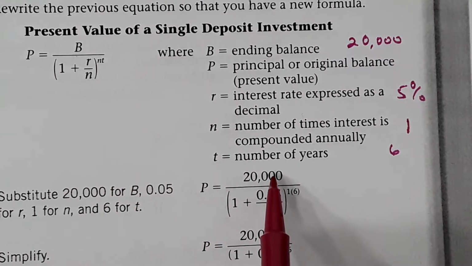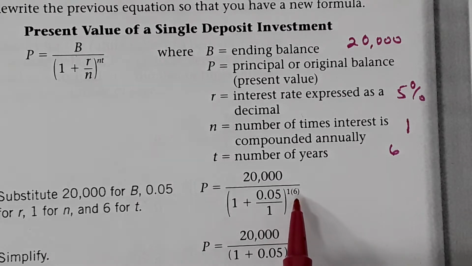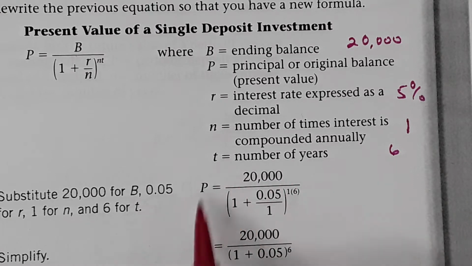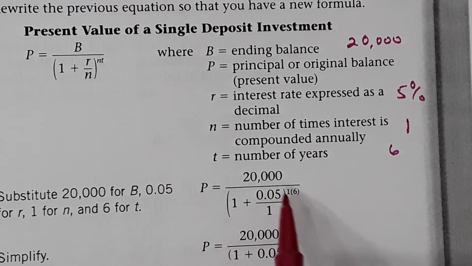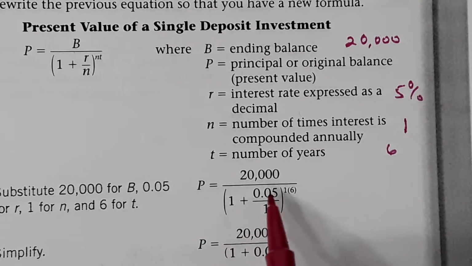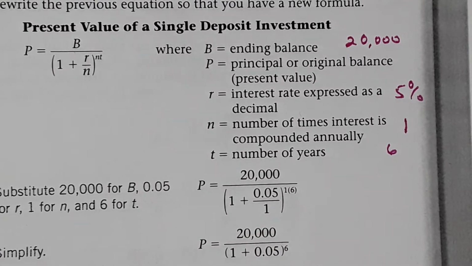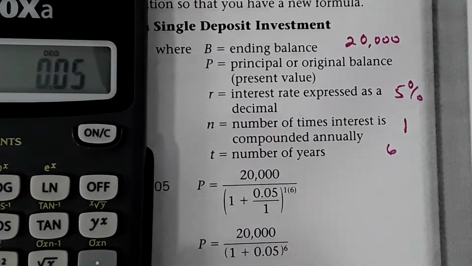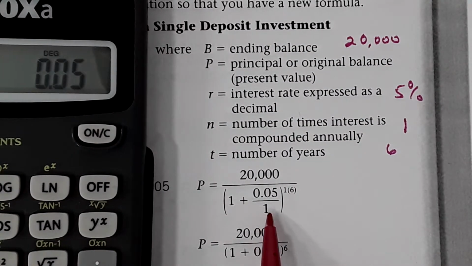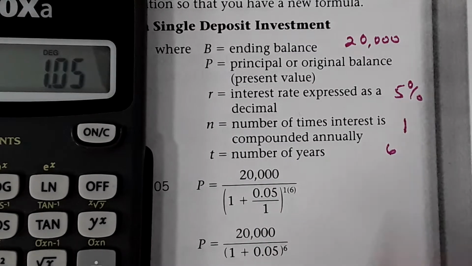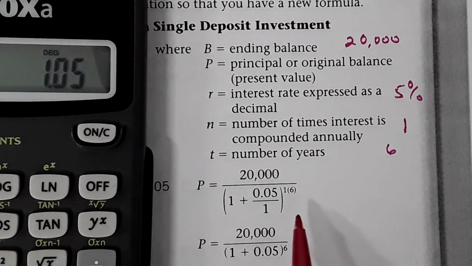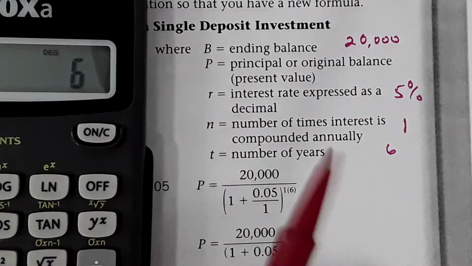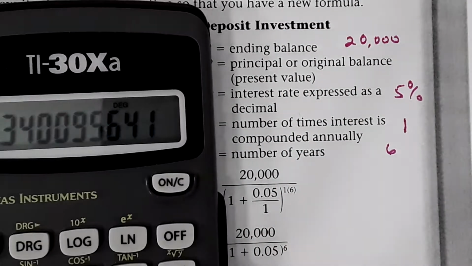So we're going to have 20,000 on top, 1 plus the rate divided by N, which is the number of times it compounds annually, times N times T, which is 1 times 6. So we've got this big fraction here that we just need to simplify. So we need to figure out what this number here is on the bottom. So again, same thing, 0.05 divided by 1. So we'll do 0.05 divided by 1 plus 1. And we're going to raise that to the 6th power. Gives us this decimal here.